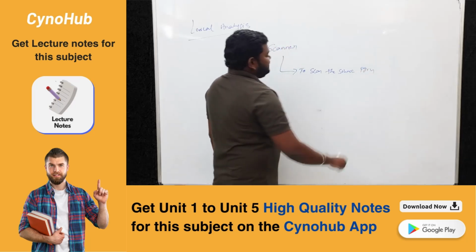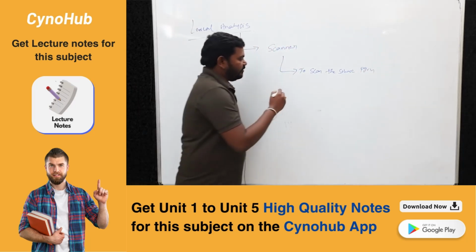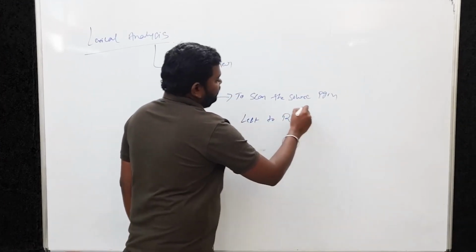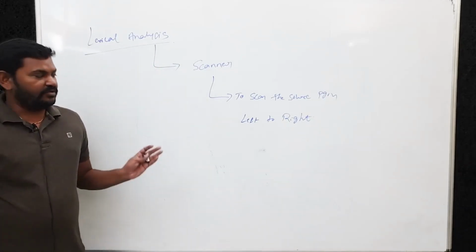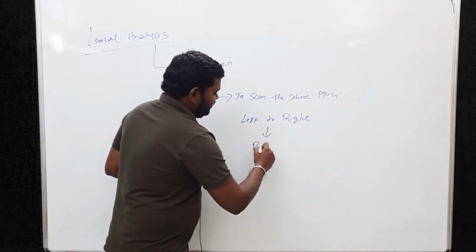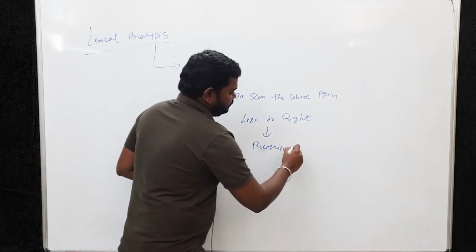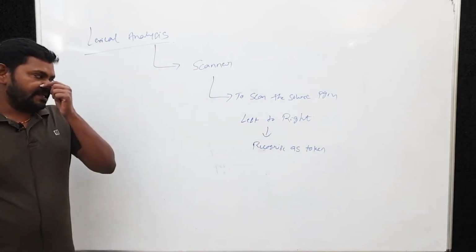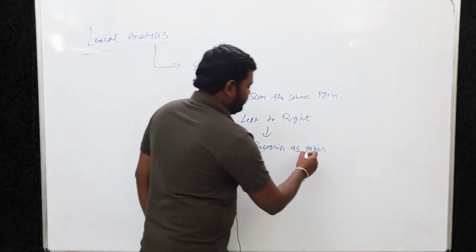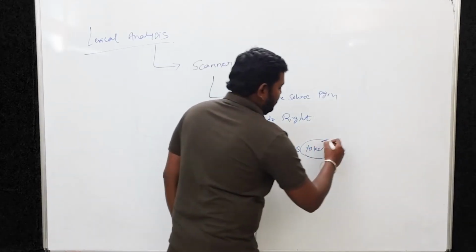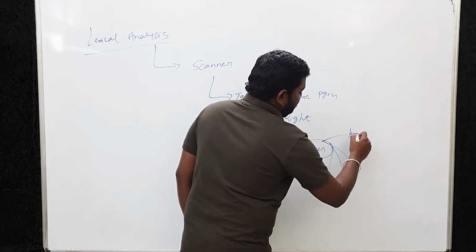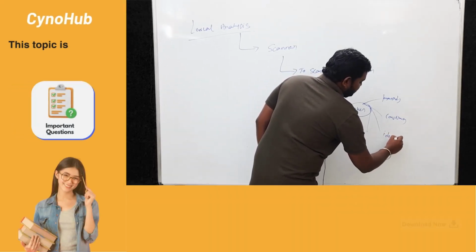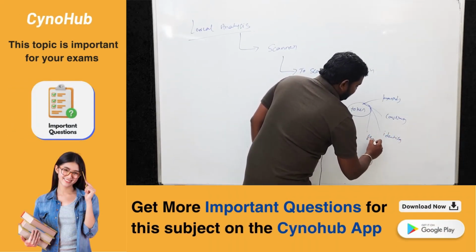Right? How does it scan the source program? It will scan the program from left to right. Once it has scanned the program from left to right, it will recognize tokens. There are six types of tokens in all programming languages. We can call them keywords, constants, identifiers, strings, and so on.